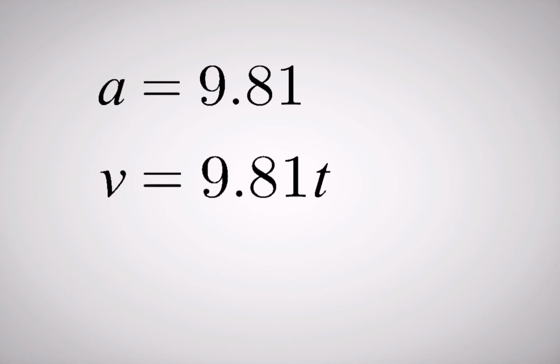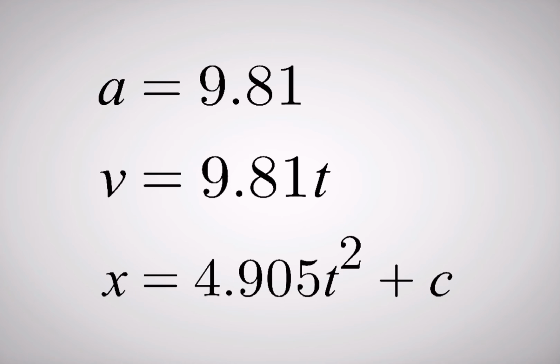The second antiderivative and position equation is 9.81 divided by 2 times t squared plus c. Once again, we can solve for c by plugging in a point. We are considering the positive direction to be down and the zero line at the ball's initial position. Therefore, at time t equals 0, position, or x, will also equal 0, and c once again can be ignored.